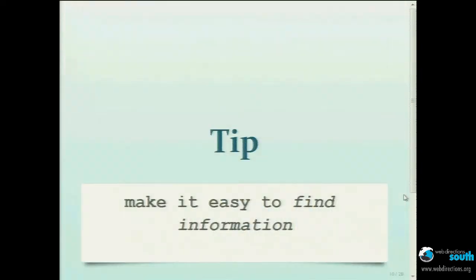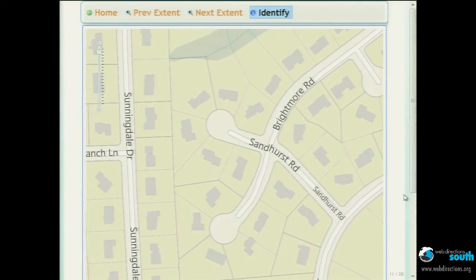Make it easier to find information. On most maps, you need to choose the identify tool, and then you click on the map, and it runs a query and says what's there, and then it tells you the result. You click over here, and it runs a query and tells you the result. You click here, it still runs a query, and then it says there's no result. What about a better way?